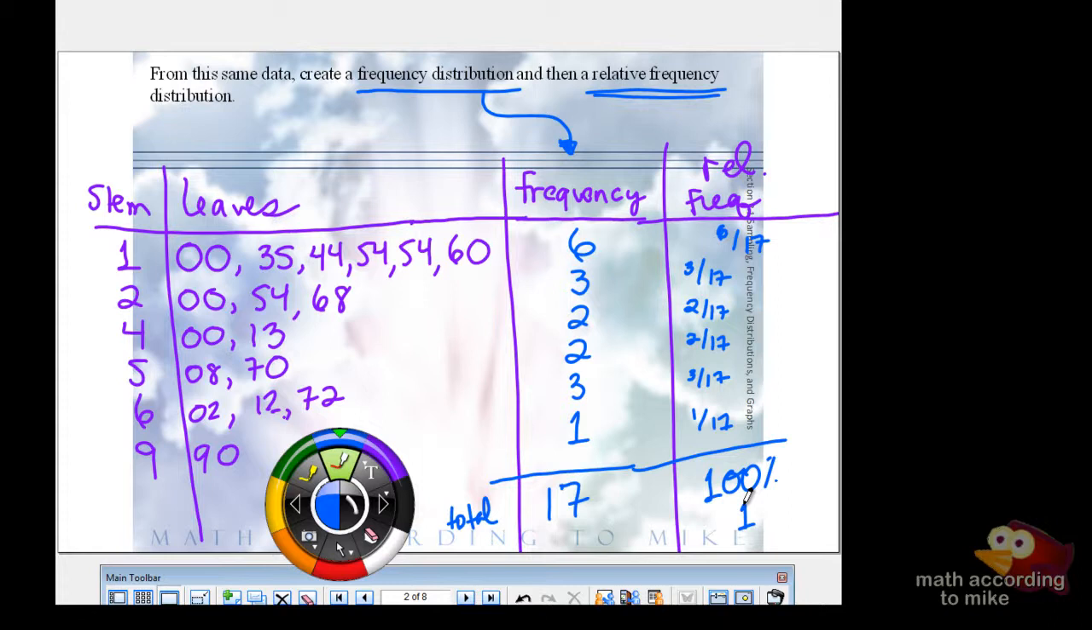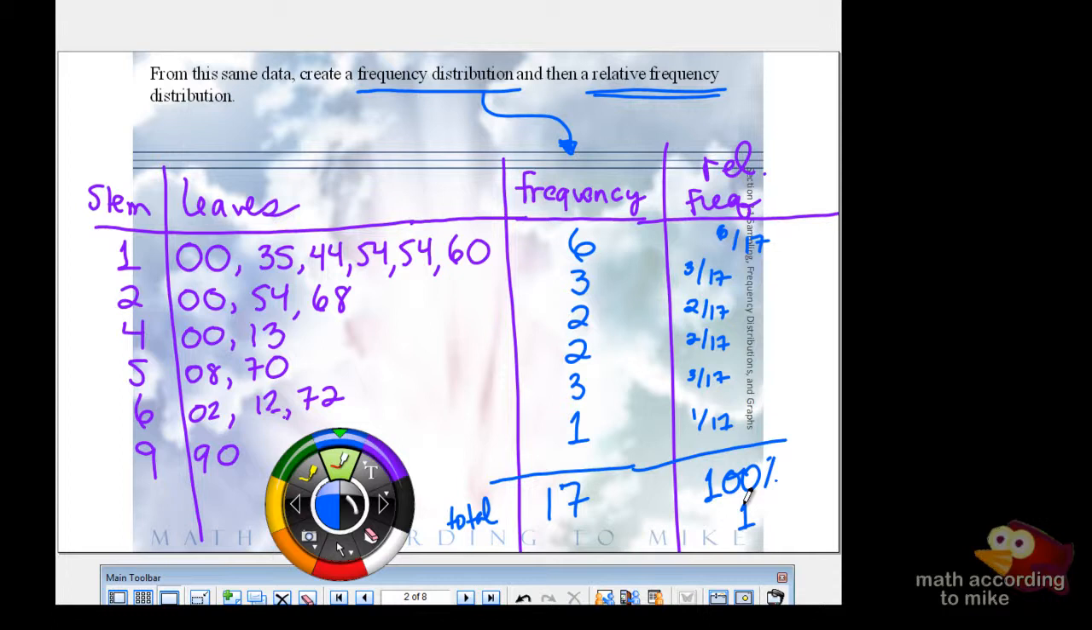So the total frequency should add up to the number of elements in your data set. The relative frequency should always add up to 1 or 100%. Every time, otherwise something's not accounted for. So the first two columns are the stem and leaf. The third one is your frequency distribution. Your last one is your relative frequency distribution. We just happen to put it all together, which is fine.